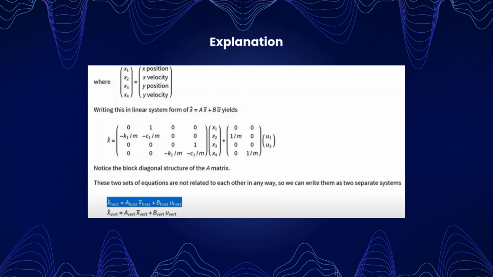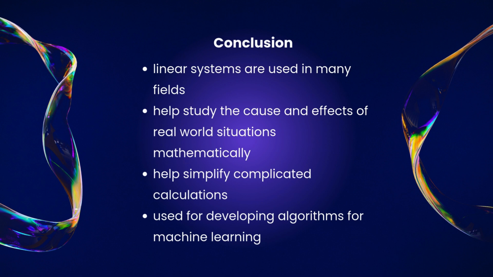Okay, this plane RCAM model. And then for a short conclusion, linear systems are used in many fields. It can help us study the cause and effects of real situations mathematically, so we can have a proper study instead of just assumptions and opinions. It can also help simplify all these complicated calculations, and for machine learning it can help develop algorithms. Okay, so that's basically a short conclusion as to how linear systems are used in different industries, different fields.